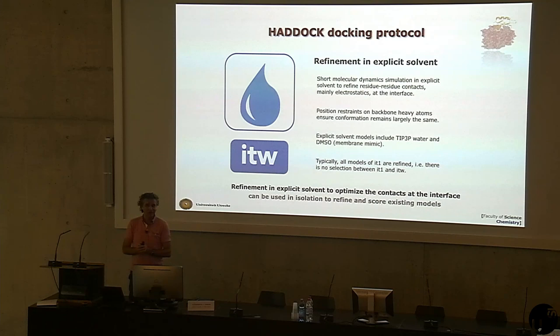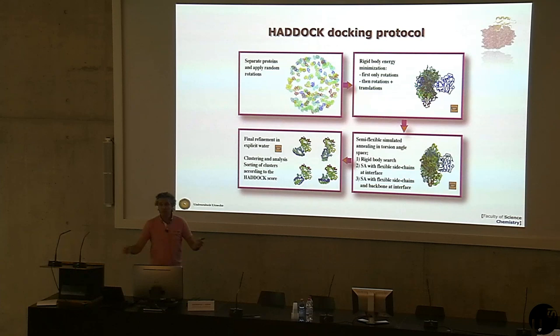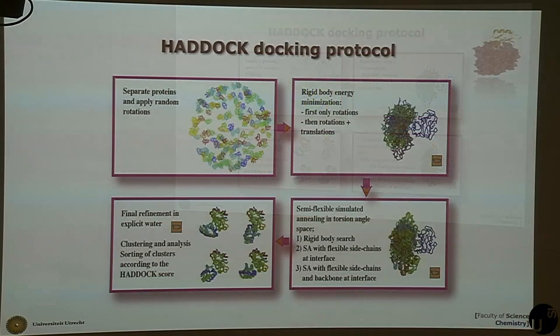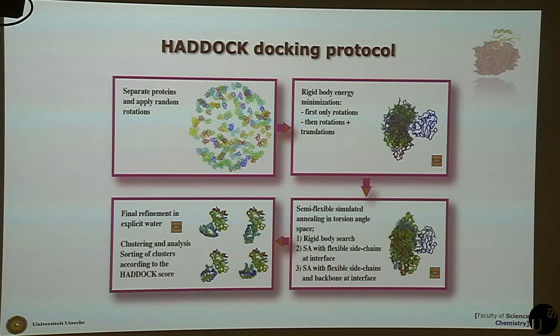So this is basically an illustration for a two-body docking. This will be the starting point, randomly rotated molecules. One molecule here is at the center, and all the others will be the second molecule. So they are oriented around the first one. And we do the first rigid body minimization. Let's see if this works.